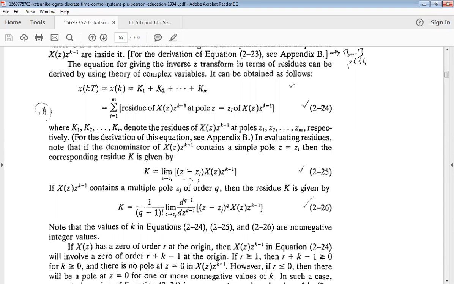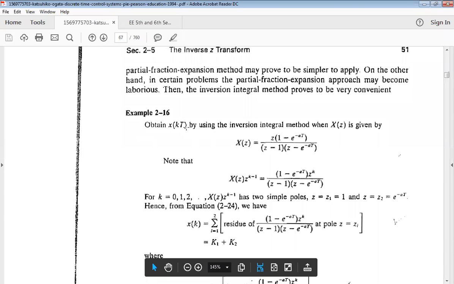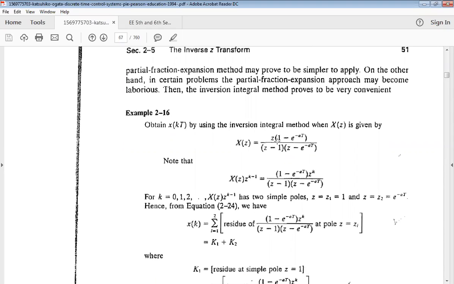And so let's solve one problem. Suppose you have to find the inverse Z transform of X(z), where X(z) is equal to z into 1 minus e to the power minus aT over z minus 1 into z minus e to the power minus aT. That means there are two poles, at z is equal to 1 and at z is equal to e to the power minus aT. That means you have to find two residues, suppose k1 and k2.